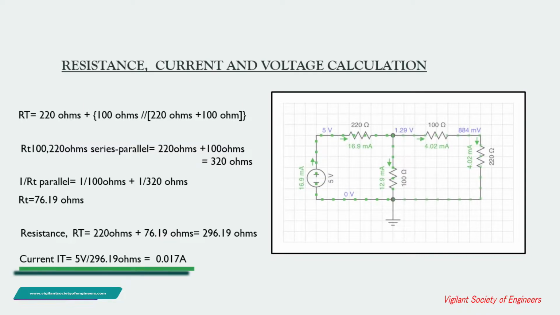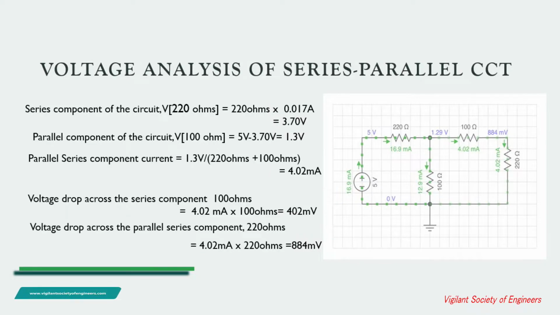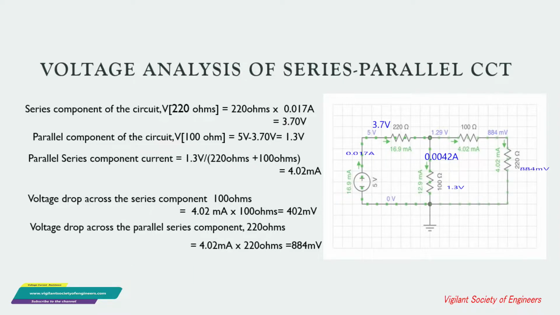If we should find the current now, we're just going to take the voltage and divide it by the total resistance within the circuit. So the current within the circuit, as determined, would have been 0.017 amps.